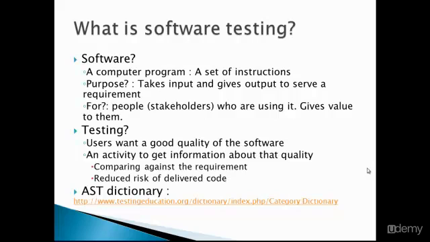So that's the basic premise of software testing. That is, we have a computer program serving some purpose for some people, and they want good quality, and hence we need an activity to get information about that quality, and that is by comparing against the requirement and ensuring that there is a reduced risk of the delivered code. You can find more definitions at the Association for Software Testing Dictionary at the link given below. So you can have a look at that.